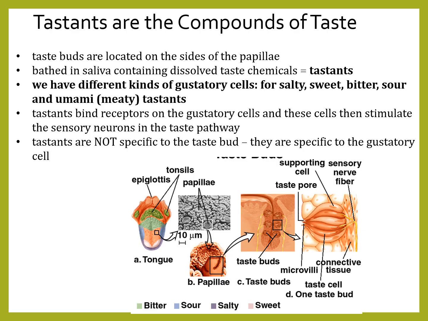The general idea is that the tastins are going to bind receptors that are found on the gustatory cells, and they are going to stimulate these gustatory cells to release neurotransmitters. These neurotransmitters are then going to stimulate the remaining neurons in the taste pathway. Here's the thing though, tastins are not specific to the taste bud, they're specific to the gustatory cell. So on a gustatory cell, there has to be a receptor specific for a salt tastin. That gustatory cell is not going to be capable of binding a sweet tastin or a sour tastin unless there is a receptor for it on it. So there's quite a bit of specificity associated with taste.